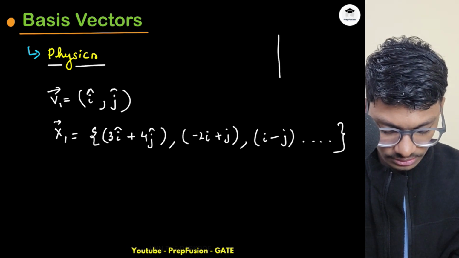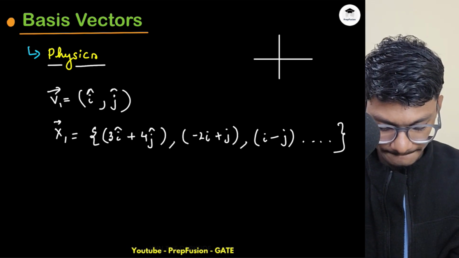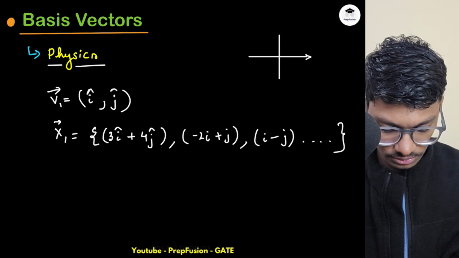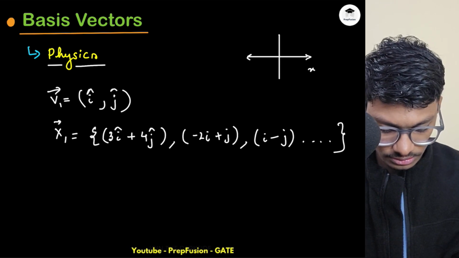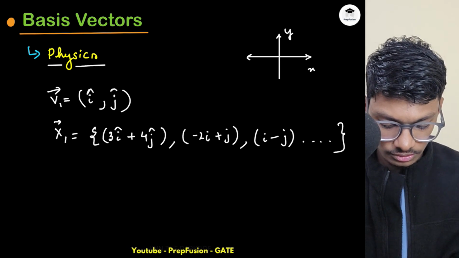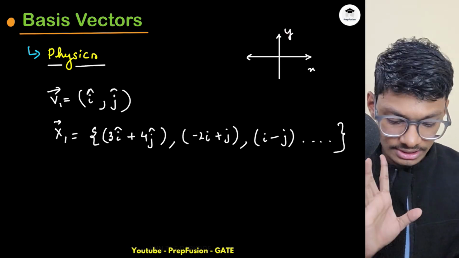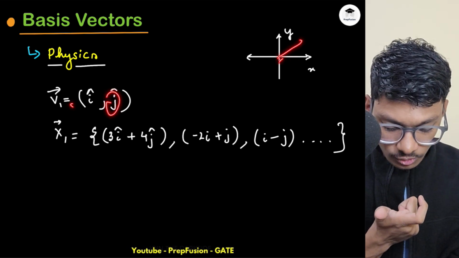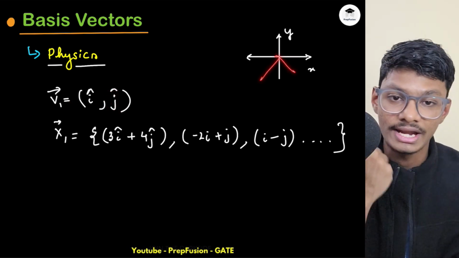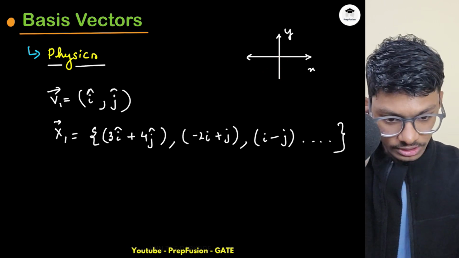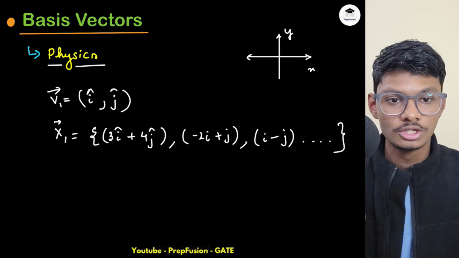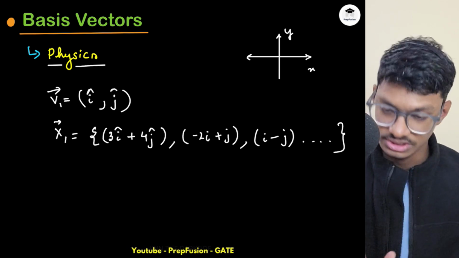If I say this is x, this is y, right? So this is i and j. These are 2D vectors, and with the help of i and j, I can produce any vector, right? Any vector I can produce. Okay, just hold on a second, let me check if this is recording. Yeah, this is recording, fine. So I can produce any vectors with this i and j.